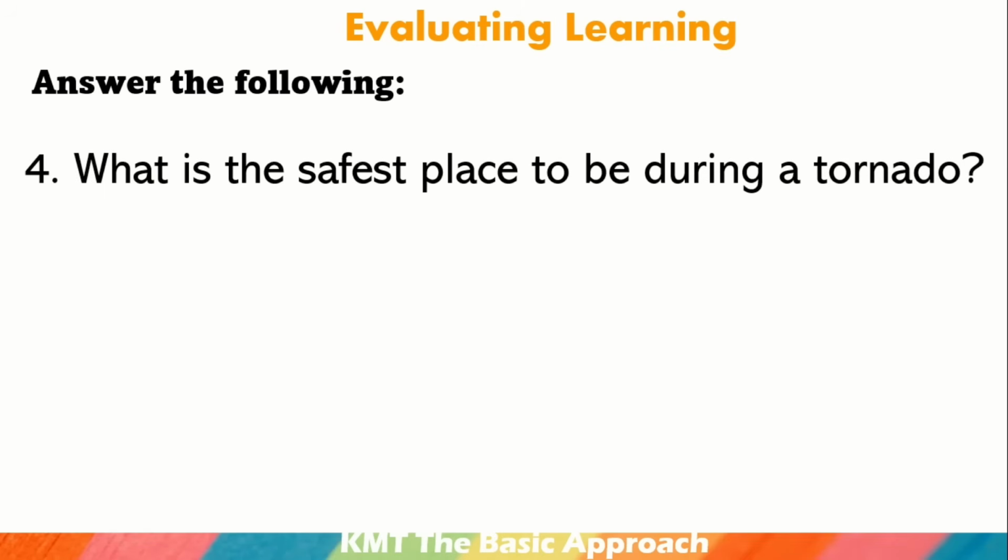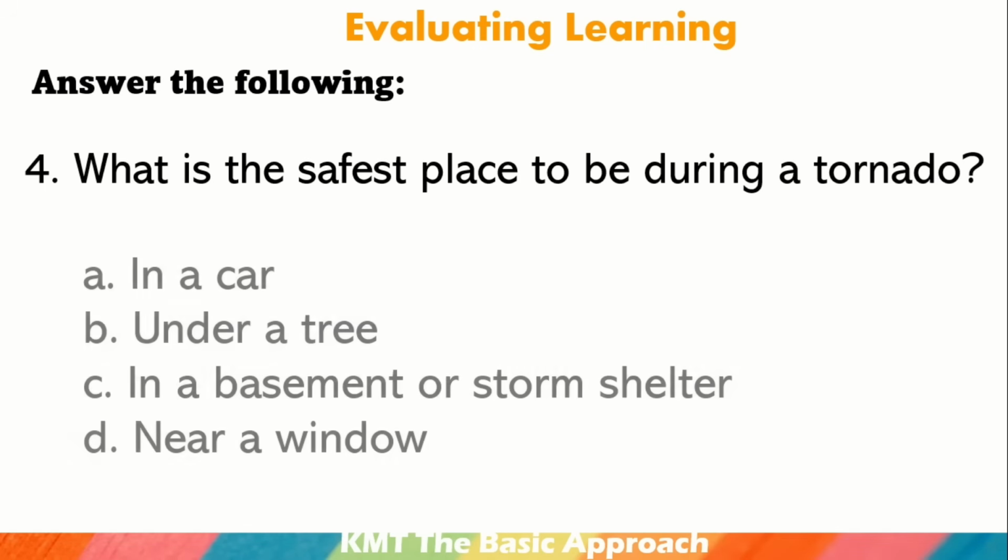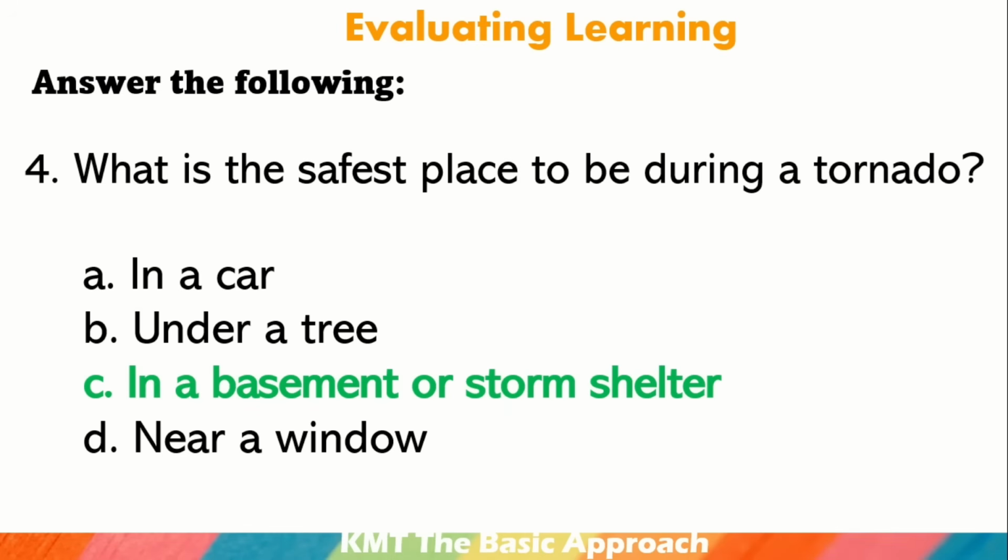Number 4. What is the safest place to be during a tornado? A. In a car. B. Under a tree. C. In a basement or storm shelter. D. Near a window. What is the correct answer? Very good! The correct answer is letter C, in a basement or storm shelter.